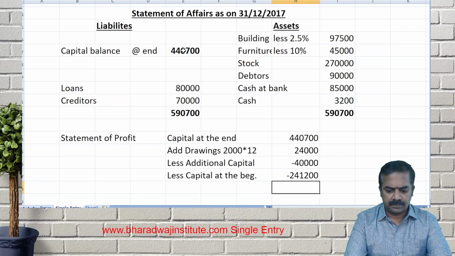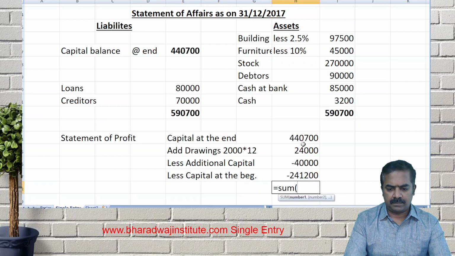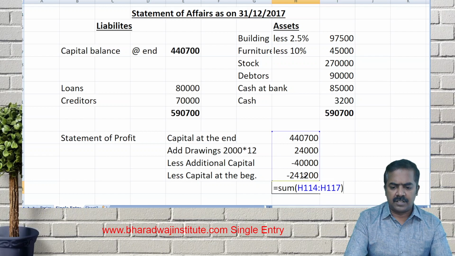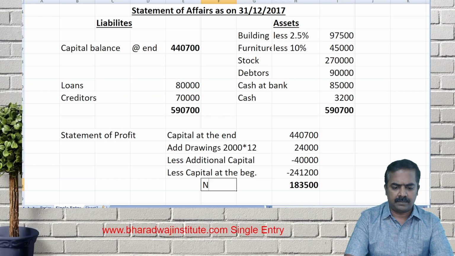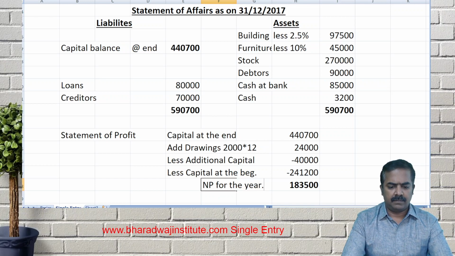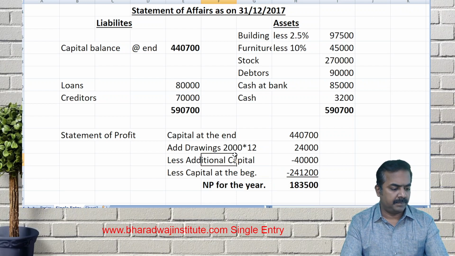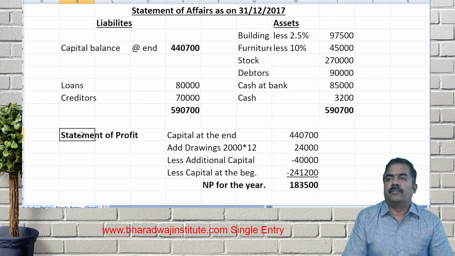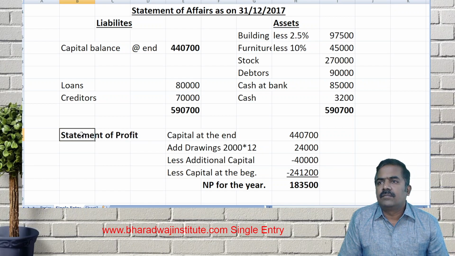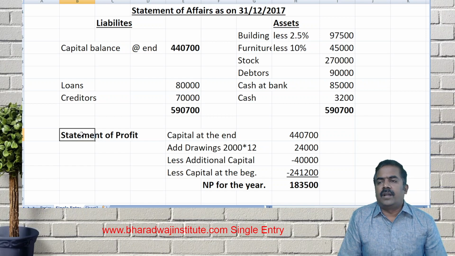It's not a partnership firm, so net profit for Arvind is 1,83,500.